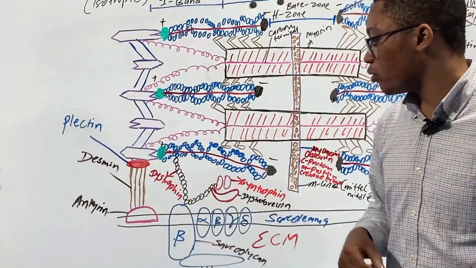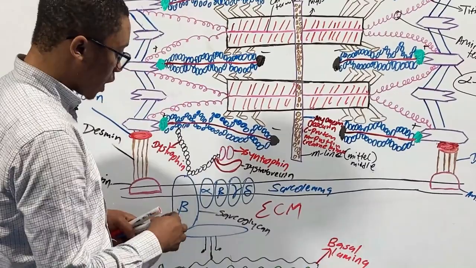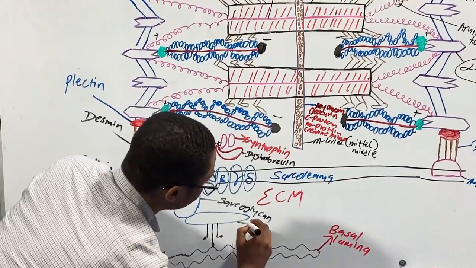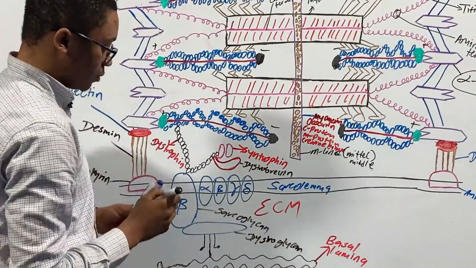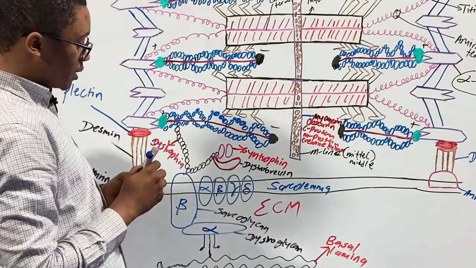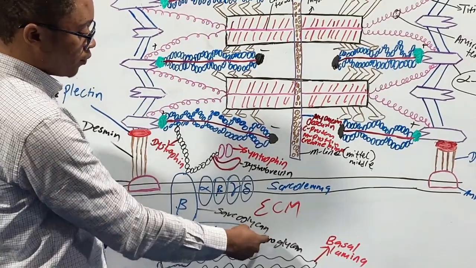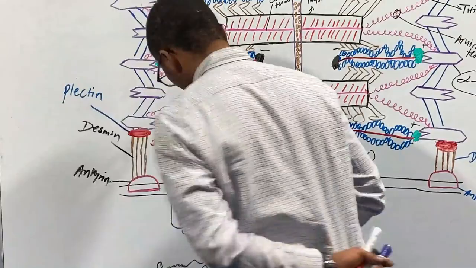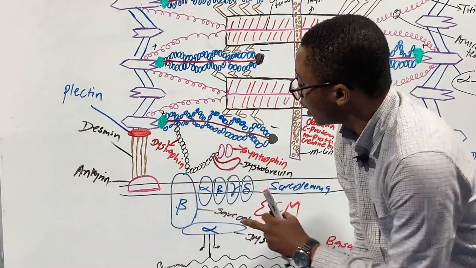Now the cycloglycan attaches to a different protein complex here, known as dystroglycan. This is the alpha subunit of dystroglycan. Dystroglycan comes down and attaches to a different protein that acts as an indirect link between the dystrophin and the basal lamina.